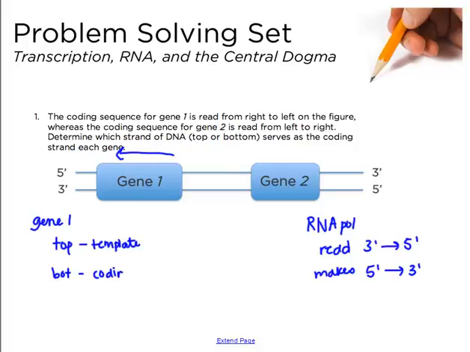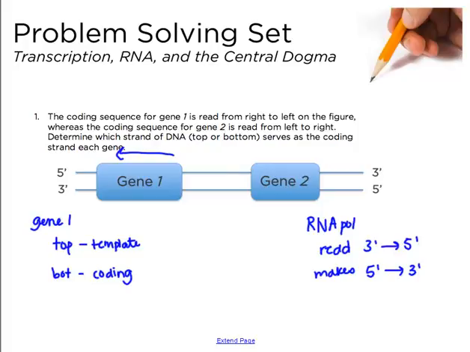And the coding strand is the one where the DNA sequence is very similar to the RNA sequence that they're making. The only difference is that the thymines are changed to uracils, right? And that's the difference between RNA and DNA in terms of the bases. So for gene 1, the top strand is the template and the bottom is the coding.